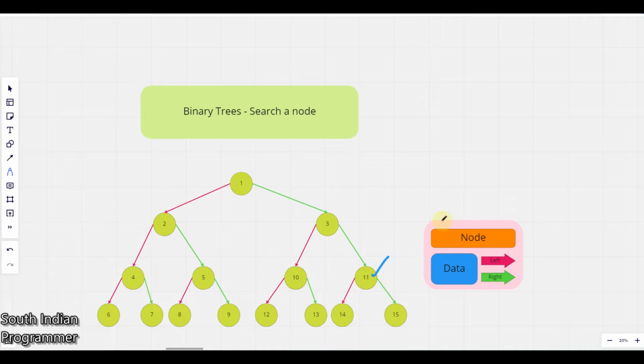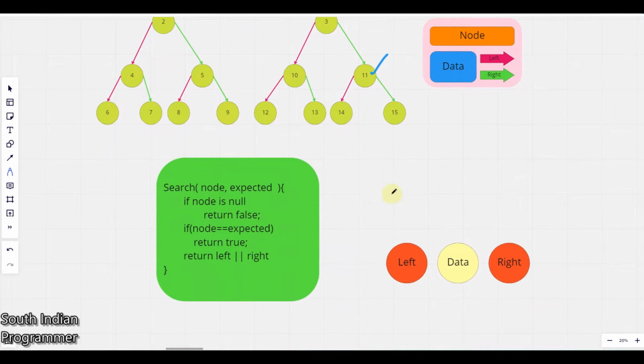I have a node definition here. The node consists of data and left and right pointers. And here's my code snippet. My approach to solve this problem: here you have the search function, and it expects two parameters, the node and the expected data. The first line is: if the node is null, I have to return false. If no data or node is attached, I have to return false. This is a primary condition we have to include.